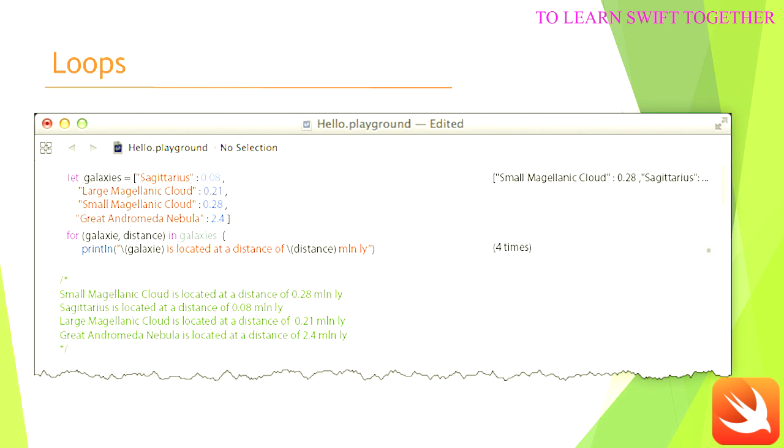We saw another example of using a for in loop when discussing dictionaries. The code fragment we've shown demonstrates how to browse all the elements of a collection, in this case, a dictionary. In our case, it's a dictionary that stores the name of the galaxy and the distance to it.